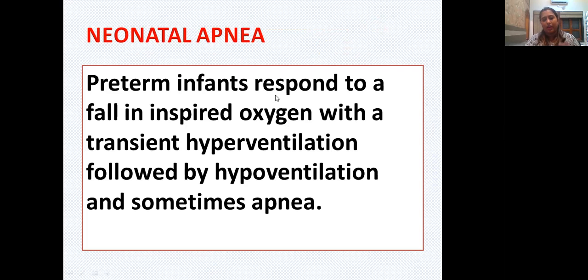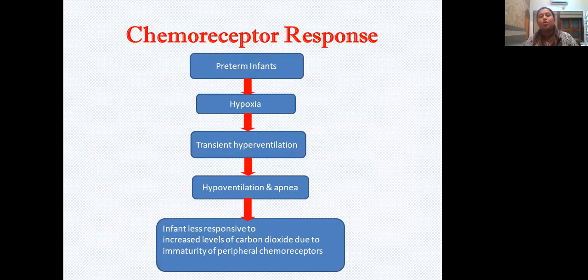Now the next thing is, as I was saying, preterm infants will respond to a fall in inspired oxygen, that is hypoxia, with initially a transient hyperventilation followed by hypoventilation. First there is hyperventilation and then they go in for the apnea. This is different as compared to the adults. So hence comes the chemoreceptor response. In preterm infants, when there is hypoxia, first there is a transient hyperventilation, then there is hypoventilation and apnea.